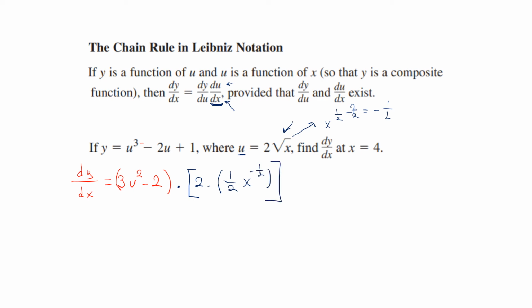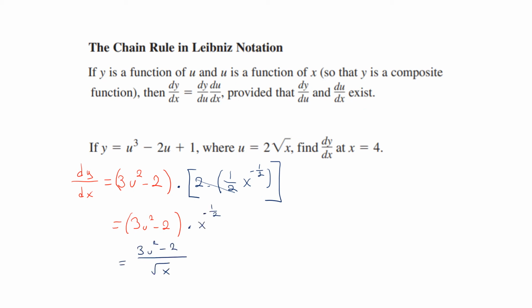Now I can simplify it further. Now I have 3u squared minus 2, and then times 2 times 1 over 2 is just going to give me 1, because these just cancel out. So I have x to the power of -1 over 2.